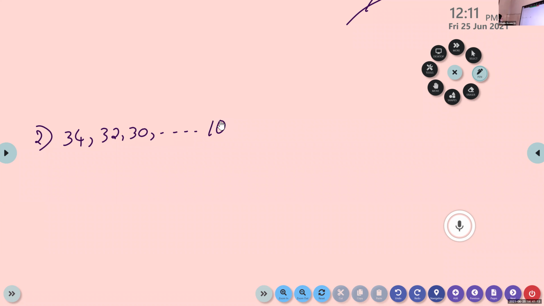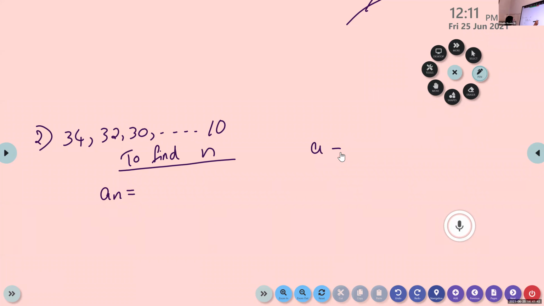Okay, here also the first and last term are given. So we need to find n. How many terms are there? It is not given in this question. So first we need to find n. For that, an equal to a plus n minus 1 into d.